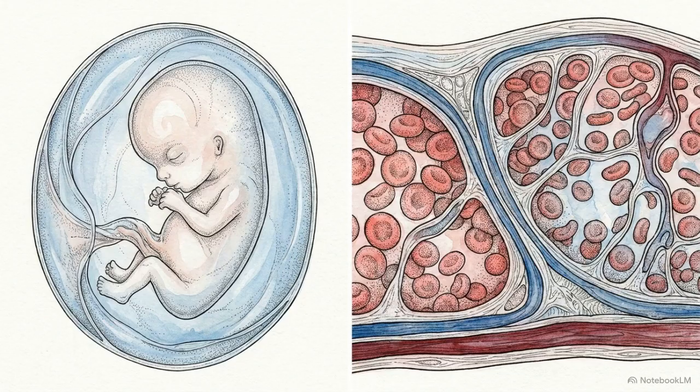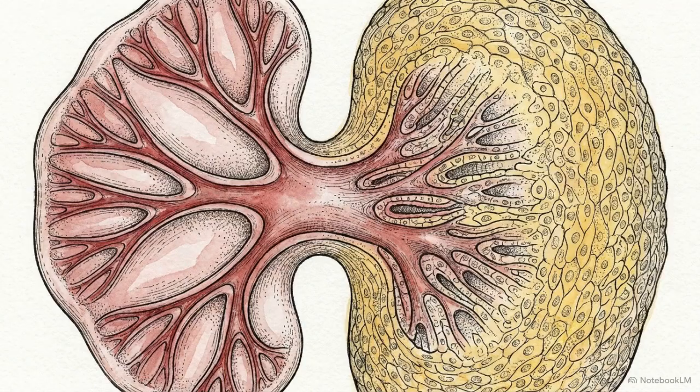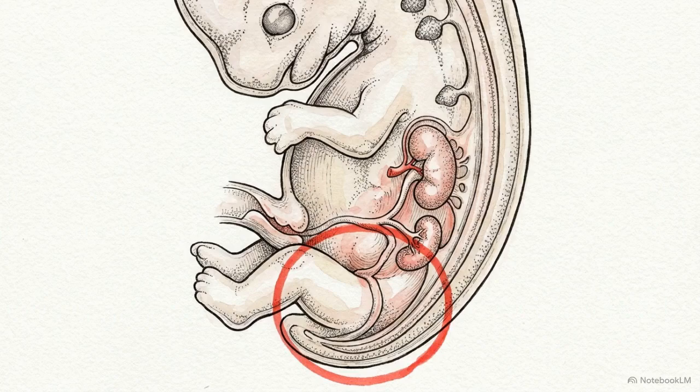Fetal kidneys produce urine primarily to contribute to the amniotic fluid, while the placenta filters waste from the blood. The permanent kidney functions perfectly because these 2 distinct tissues, the bud and the blastema, successfully fused. What is the clinical result if the precise timing of this ureteric bud interaction fails?